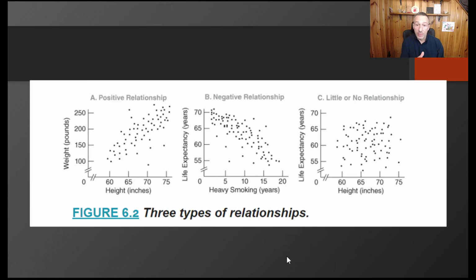You can see a scatter plot and you can kind of make a guess on what's going on with that data. So for example, with this one, it's height and weight. And so as height goes up, weight goes up. And so you can see there that there's a positive relationship. That slope, you can see it there. Life expectancy and years of heavy smoking, you can see that's a negative relationship, and you can see that line there if you think about it. And then if it's just kind of scattershot, it's just everywhere, like life expectancy and height, there's not a relationship between those, so there's little or no relationship there.